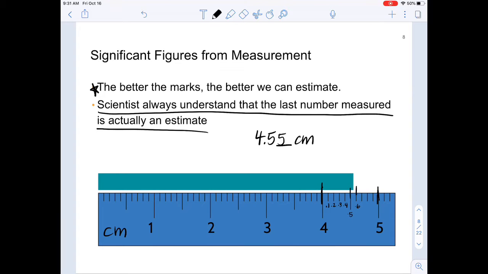And again, this last number, or whatever number we estimate, we know that it's the estimated digit because it's the last number we write. So again, scientists always understand that the last number measured is actually an estimate.